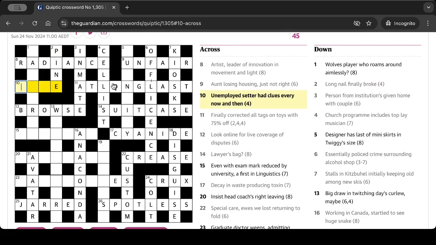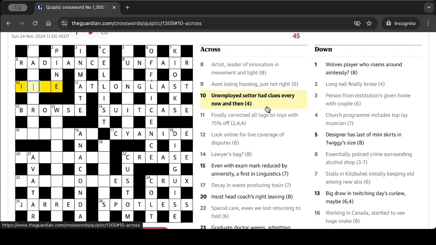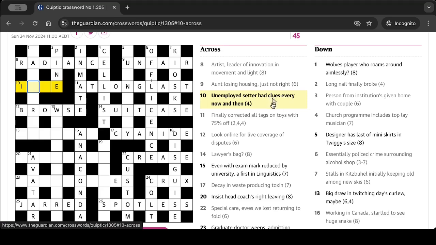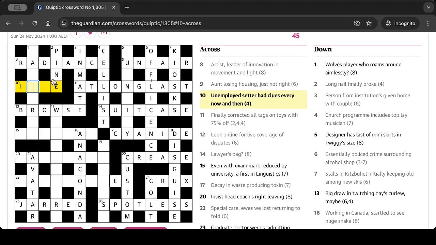Following that, we had unemployed. Setter had clues every now and then. I mentioned before that setter is often abbreviated to me or I. The setter of the crossword would be I or me. So I took a guess that we've got an I at the beginning and that we were using the occasional or every now and then letters of had. So some of the letters in had could be the D, the L, and the E. That would be the odd letters without the H in had, which I did think was a bit odd. But the D, the L, and the E gives us I-D-L-E, idle.